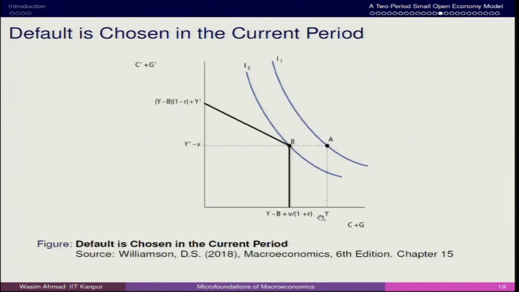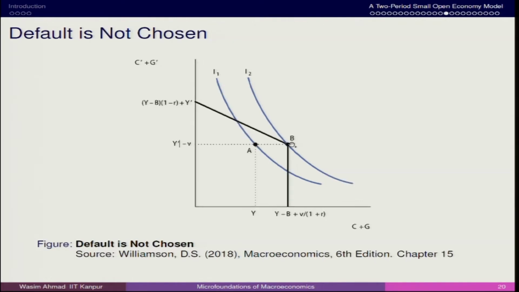In the same way, when I see here Y minus B, so here you have Y minus B multiplied by 1 plus R plus Y transpose, and here you have Y minus B plus V upon 1 plus R. So, this is coming from here, it is not just the minus. So, here we have Y minus B plus V upon 1 plus R, and this is the Y amount. The country would like to enjoy A, but it would have to enjoy point B, because this is the no default scenario. So, this is how it is described.